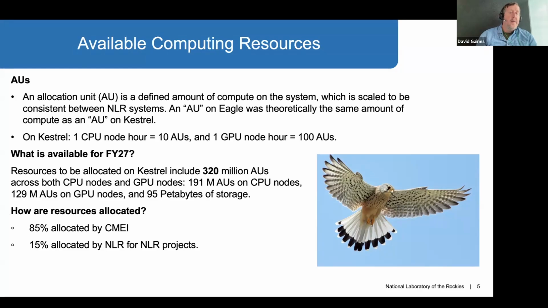Resources are allocated 85% to CMEI, 15% to NLR projects. And this is because we operate Kestrel on behalf of CMEI, and that's how they end up with that 85%.